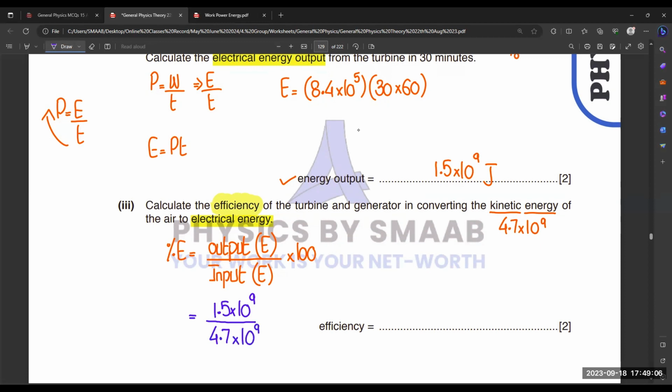This is your input, so just divide 1.5 by 4.7, with exponents, which gives 31.9%. Like 40% almost. Okay. So basically 31.9 means round off to 32. Okay. So we are getting a rounded answer of 32%. Okay.